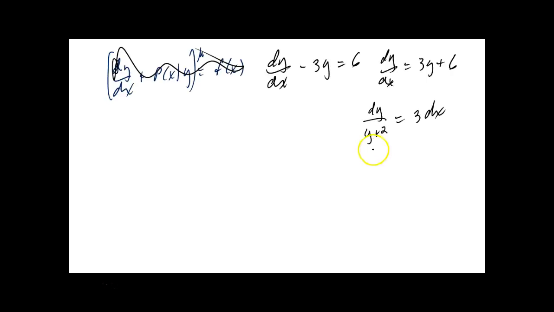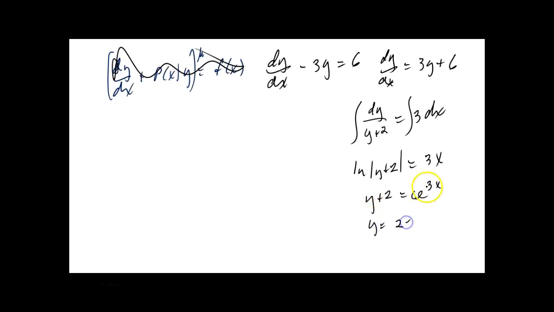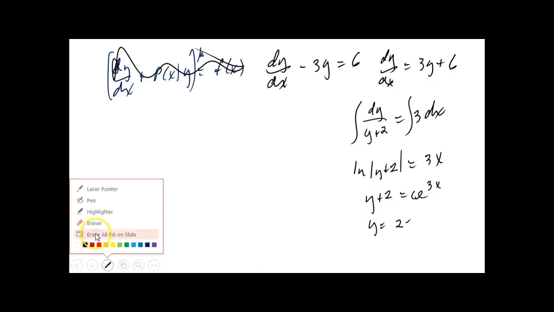This then becomes, if you integrate both sides here, you get the natural log of y plus 2 is equal to 3x. And you could do a plus c if you wanted to. When you take the e of both sides, you get y plus 2 is equal to, let's call it ce to the 3x. And then subtract 2. Y is equal to 2 minus, no. Minus 2, yeah.